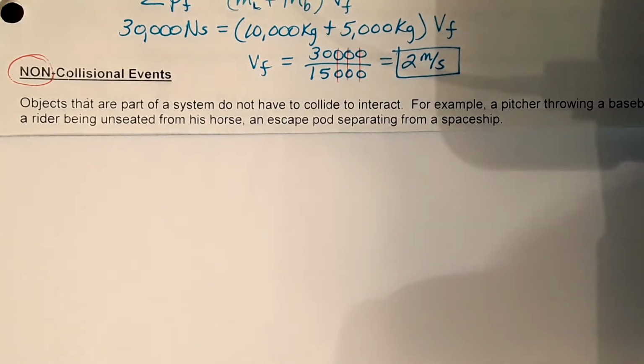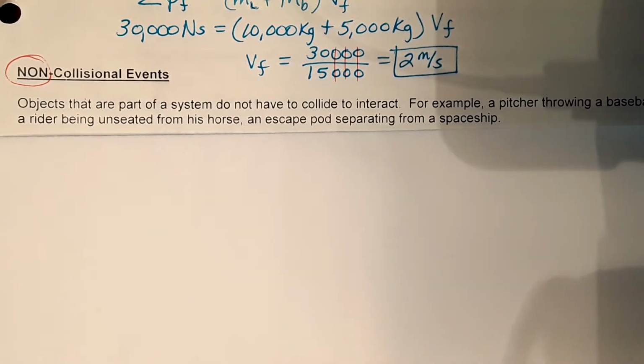Now, last time we looked at collisions, objects interacting in a system where they bang into each other, they collide. And momentum is conserved always during any type of collision. But there are other types of interactions where momentum is conserved within a system of objects that are not actually collisions. For example, a pitcher who throws a baseball towards the batter, a rider unseated from his horse, an escape pod separating from a spaceship.